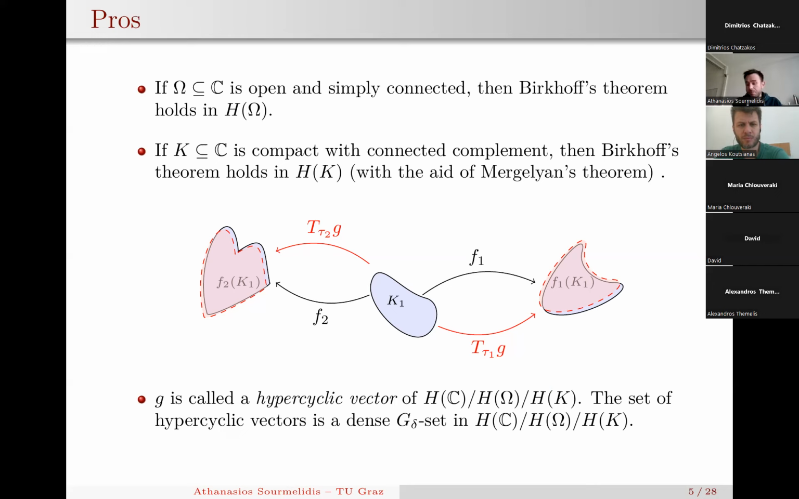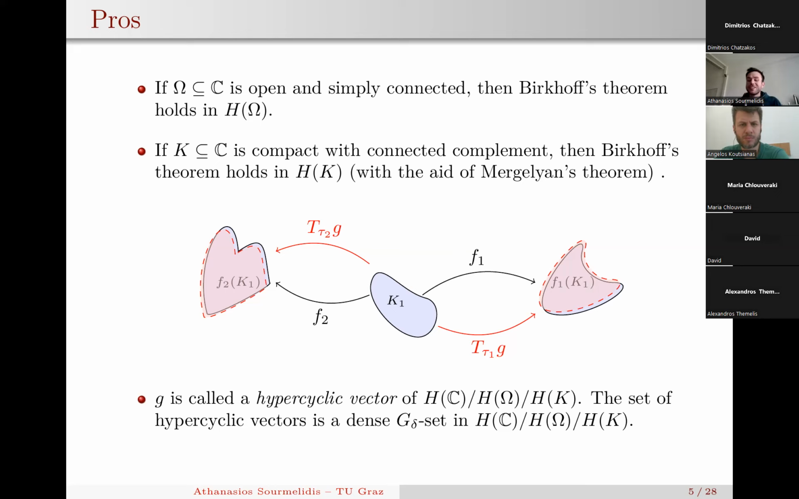And the proof, Birkhoff's proof, is based on Baire's category theorem, which of course gives this strong result, but also it's exactly because Baire's category theorem is ineffective, meaning you don't know how this G looks like. There is a G, or actually there are many Gs that do the job, but you don't know how they look like.